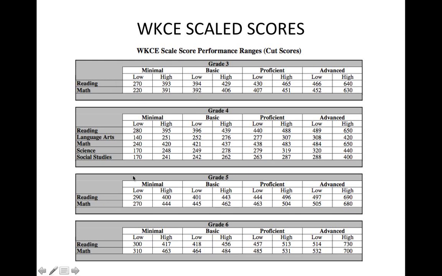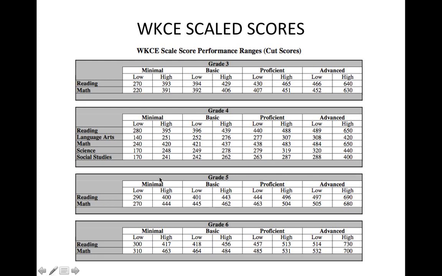Math, on the other hand, doesn't go up 10 each year. It changes, and it's not always equal. From 3rd to 4th, it's 20 points, and then from 4th to 5th, it's 30 points, and from 5th to 6th, it's 40 points. Why? Beats the heck out of me. I wasn't involved in those meetings.